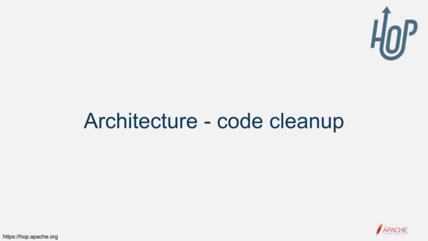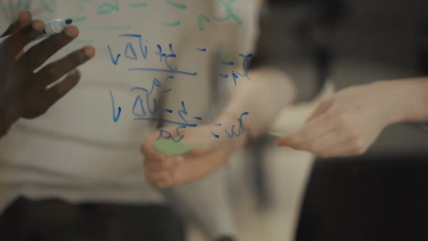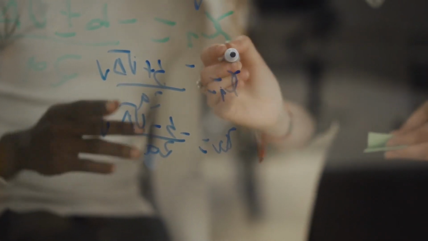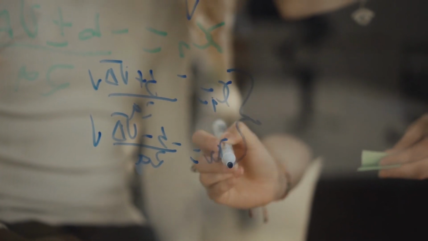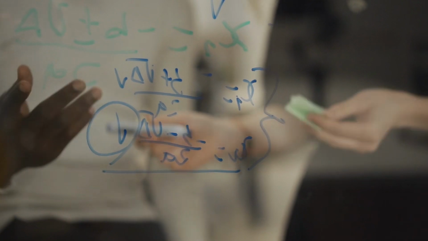Hop has been designed from the ground up to be robust, flexible, and reliable. The Hop engine is a kernel that contains nothing but the core functionality. All additional functionality is added through plugins. This required major changes to the code base, but Hop is now all set to continue building.